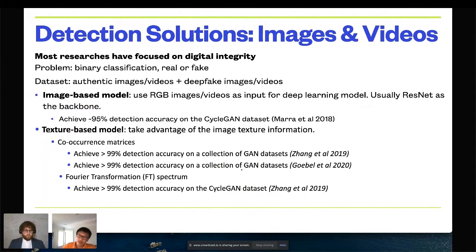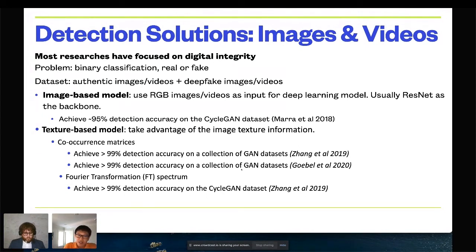For deepfake detection solutions, most research has focused on digital integrity. Then the problem becomes simple: it's a binary classification problem, either real or fake. The data set is constructed from authentic images and videos, plus deepfake generated or manipulated images and videos. Then you have a data set with positive and negative samples.